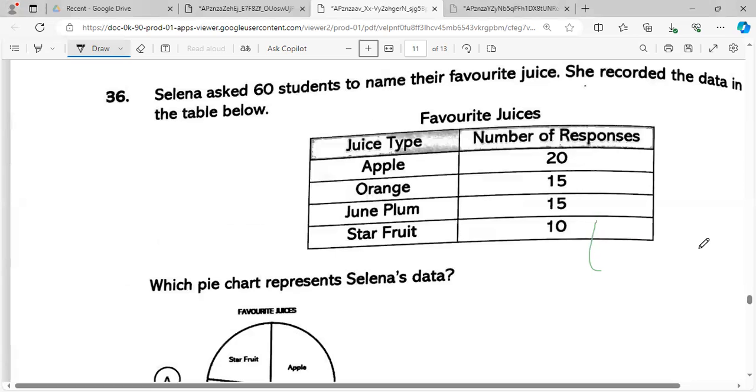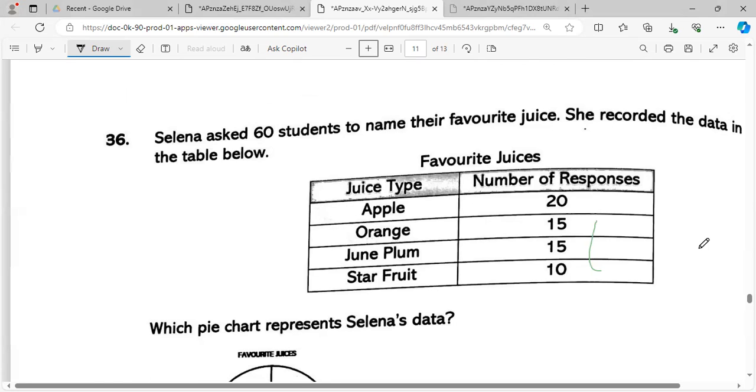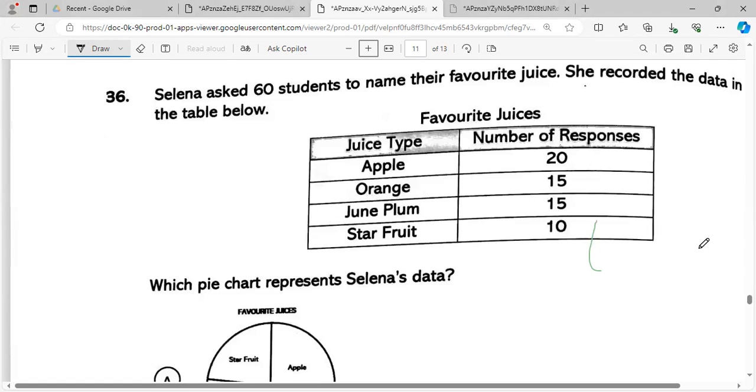36. Selena asked 60 students to name their favorite juice. She recorded it in the table below. You have juice type: apple, orange, June plum. I can't see the chart. Which pie chart? I'm not seeing the pie chart. But wouldn't you want to study the table first? Yes, study the table first and then look at the pie chart.